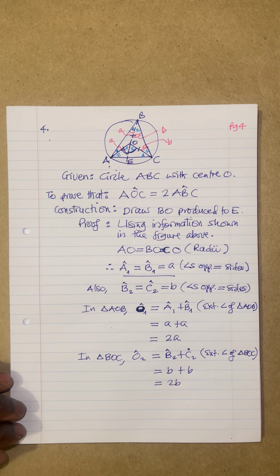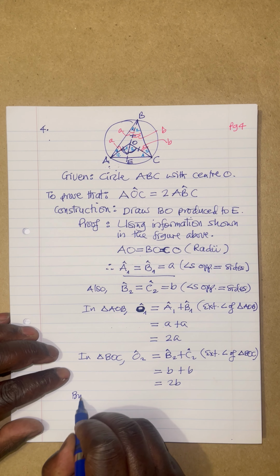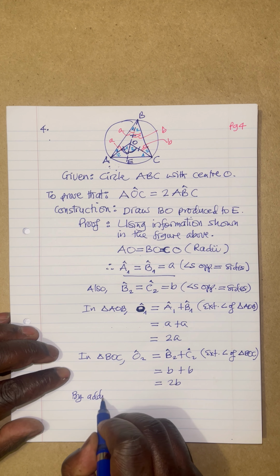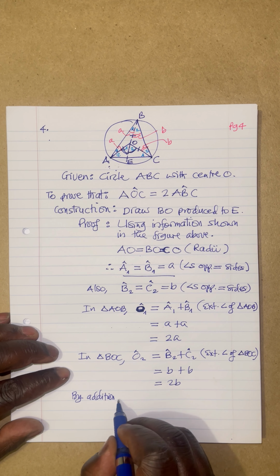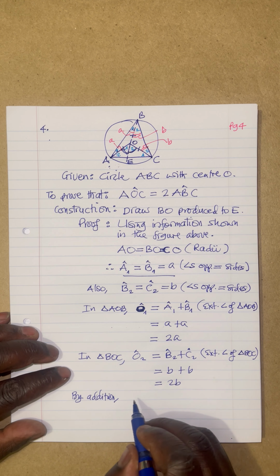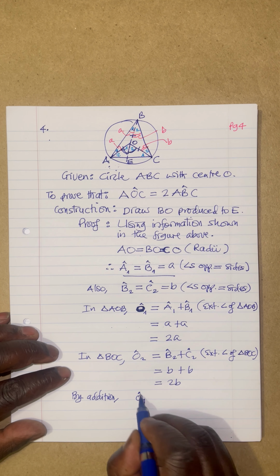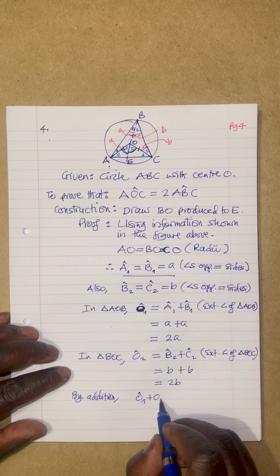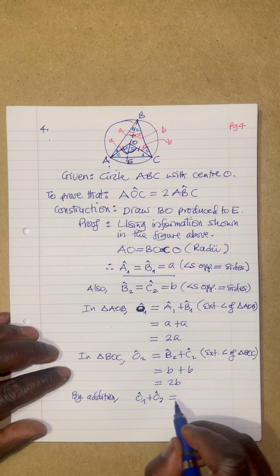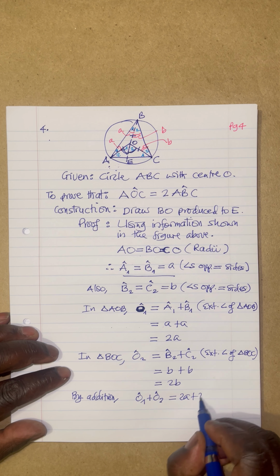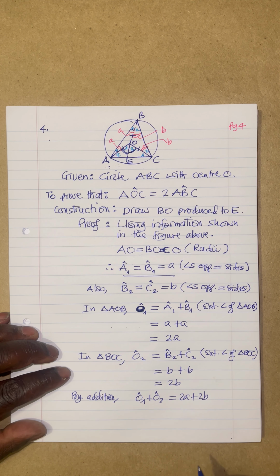So we are now going to say, by addition, we're now adding. What are we adding? We're adding O1 plus O2. The answer must be 2a plus 2b. What is O1 plus O2?